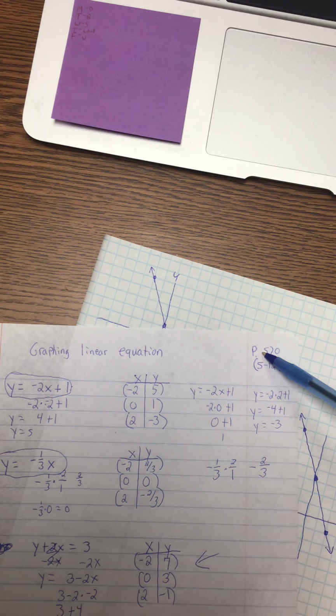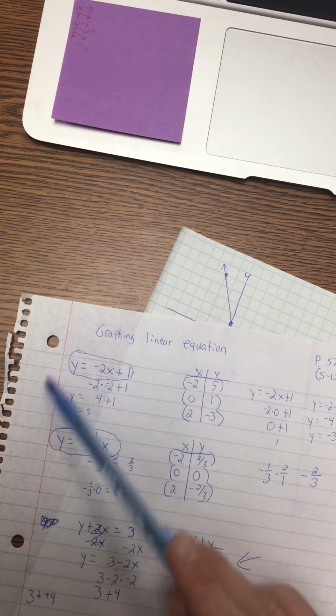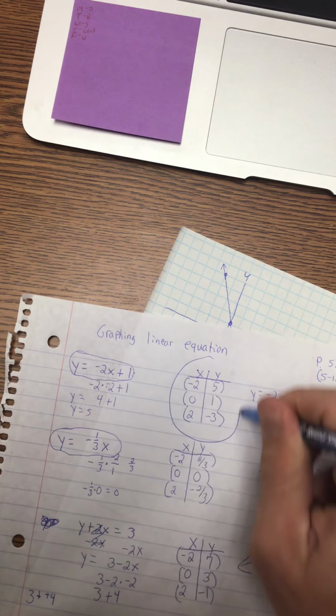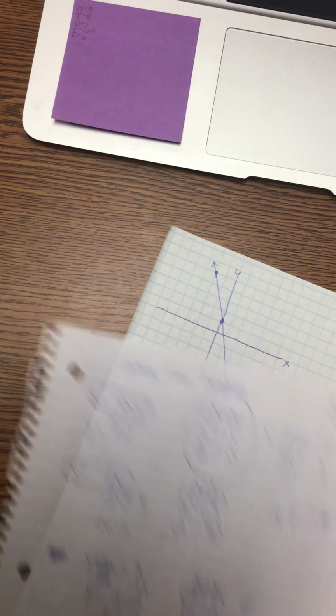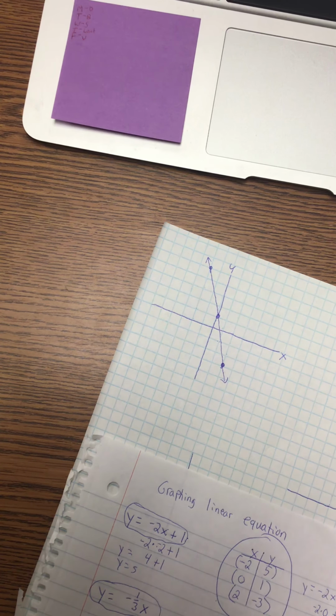So on page 570, we're going to do 5 through 12, okay? So you will need to solve it and get your table like this for all of those, and then you'll also need to graph your 3 points on your line.